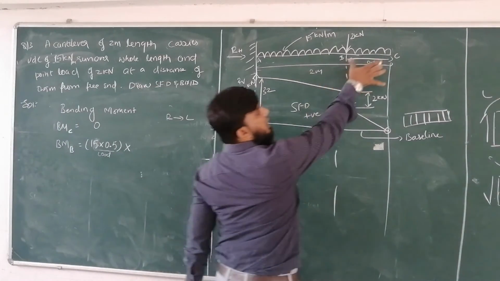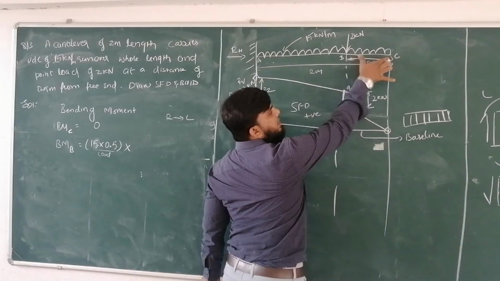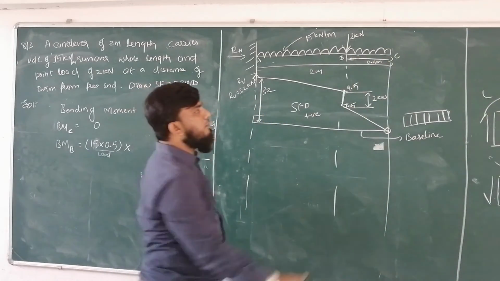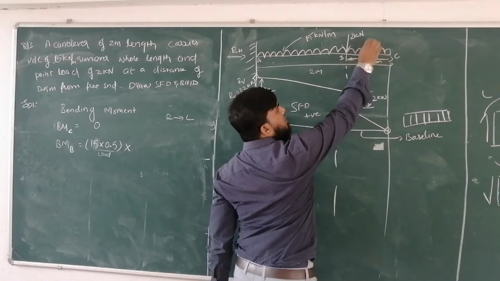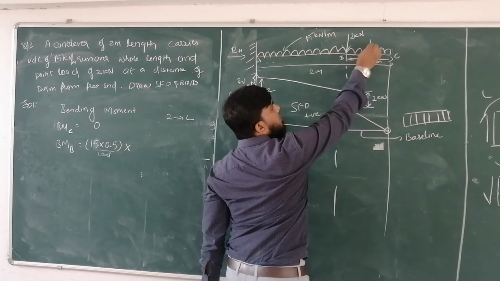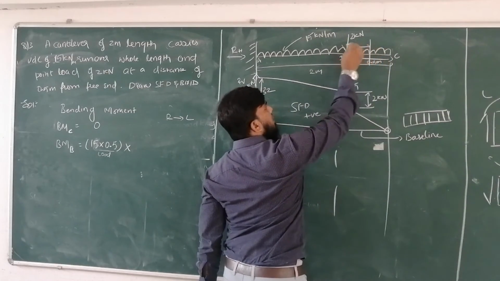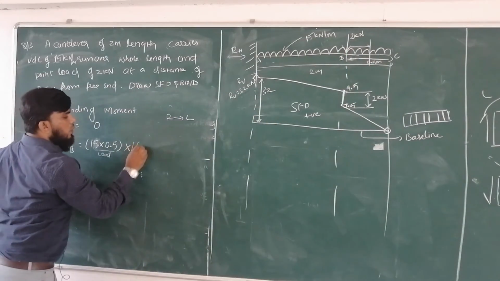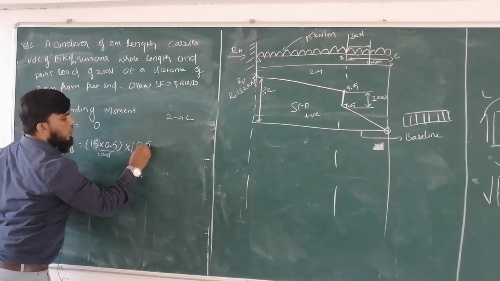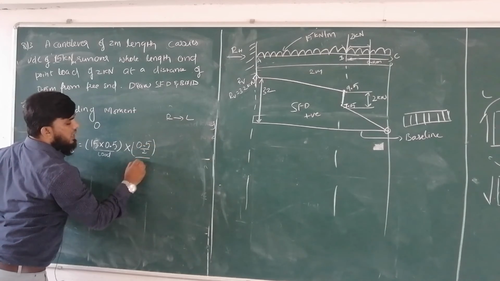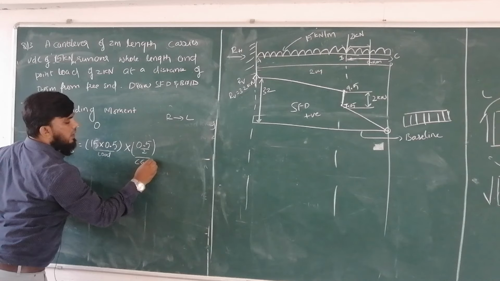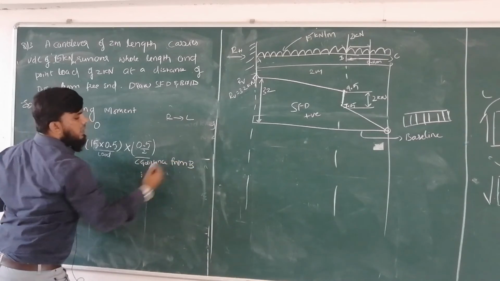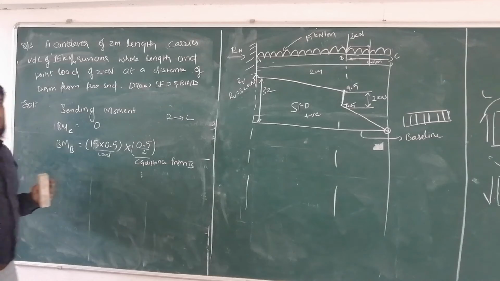So for this particular length, where is the CG present? CG will obviously be present at half of this length. Half of this length means this point. So from CG to this point is nothing but half of 0.5. So I will take 0.5 divided by 2, that is the CG distance from point B.